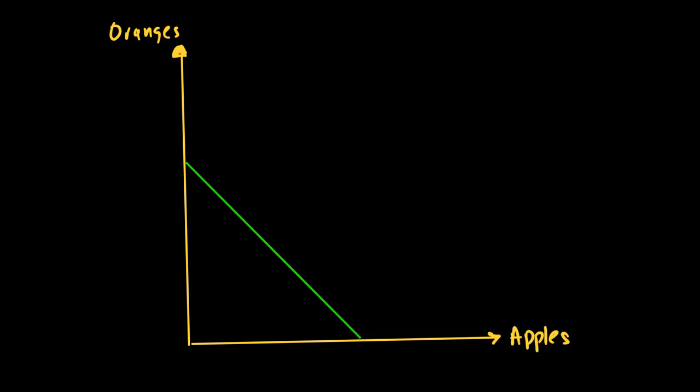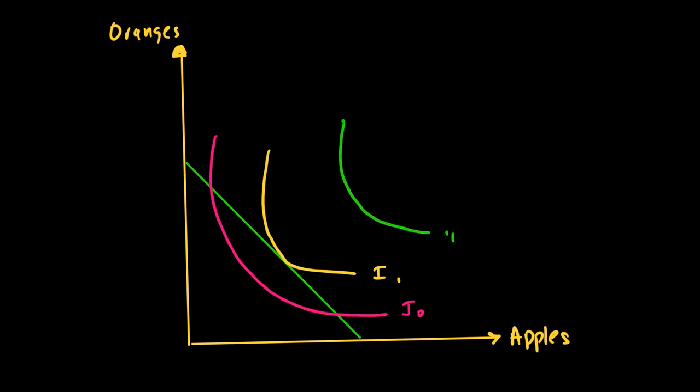Now if my indifference curve is, for example, I0 versus indifference curve I1 versus indifference curve I2, I would love to be on indifference curve I2. The one on the right is always preferred to the ones on the left, which is I1 and I0. But the problem is this, that I2 is right now unaffordable given my budget line is this green budget line. So with this green budget line, I2 is unaffordable.